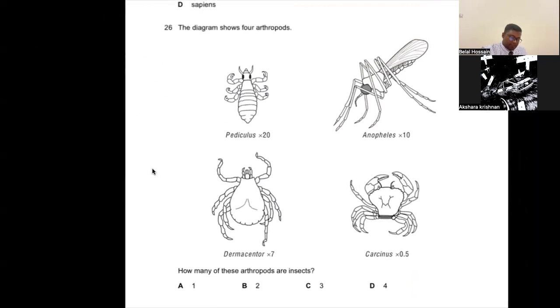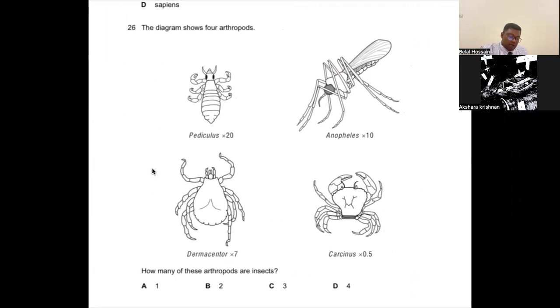Now, number 26. The diagram shows four arthropods. How many of these arthropods are insects? To be an insect, you need to have three pairs of legs. That is the most visible characteristic that you would see. Arachnids have four pairs of legs and crustaceans have shells.